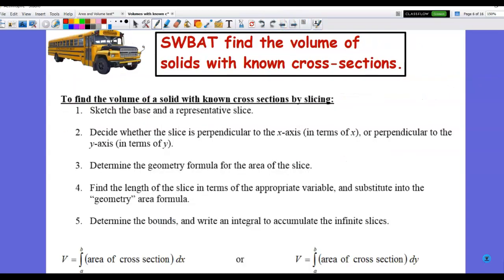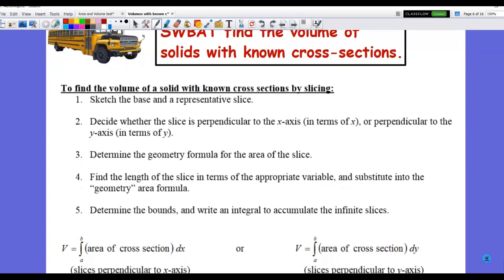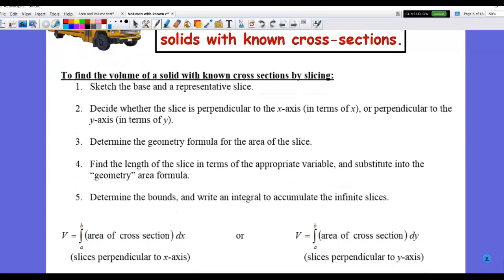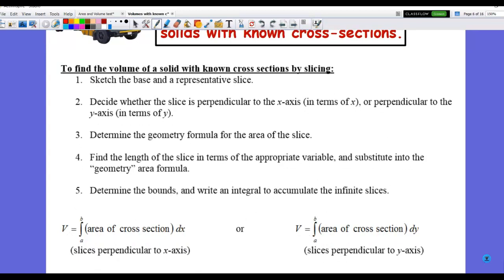All right, so when you are finding the volume of a solid with known cross sections by slicing, here is your key to success. It's no different from revolving. We're going to sketch the base and a representative slice. The base is going to be the equation that they give you, and that's what I'm thinking of as my plate that my cake sits on.